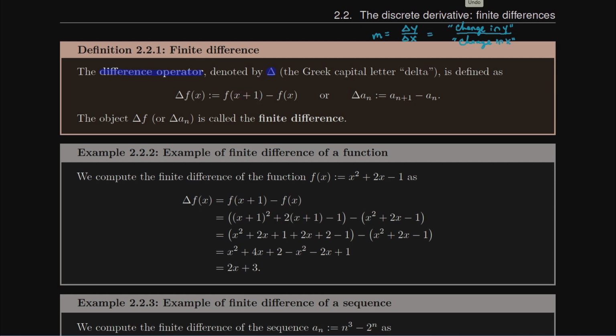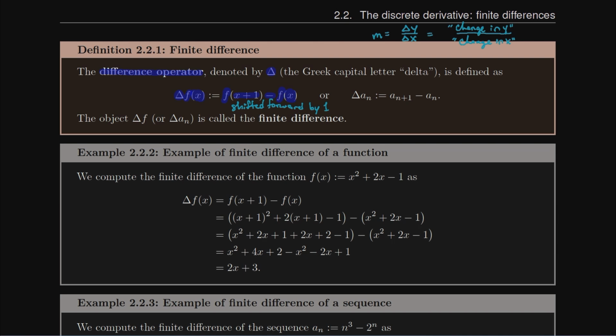And if you do this over the unit change, unit meaning 1, that is actually the finite difference operator, or the difference operator. It's defined using this Greek capital delta, and you can define this on a function, so delta of a function of x, whether or not that x is in the integers or the real numbers, or even the complex numbers. You simply take x and add 1 to it, so we've shifted forward by 1 unit, evaluated that inside of f, and then subtracted the original f of x without the plus 1.